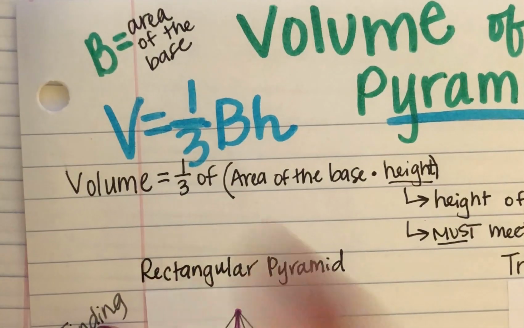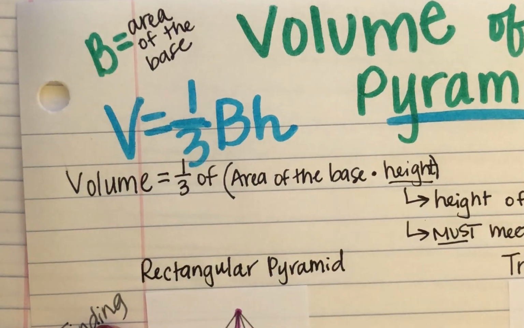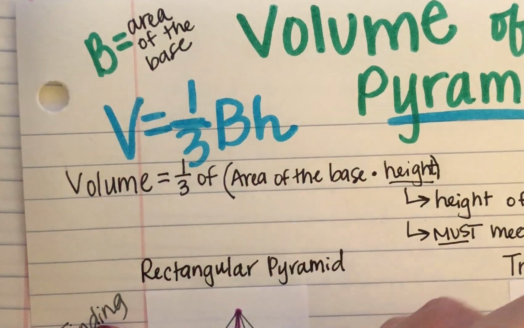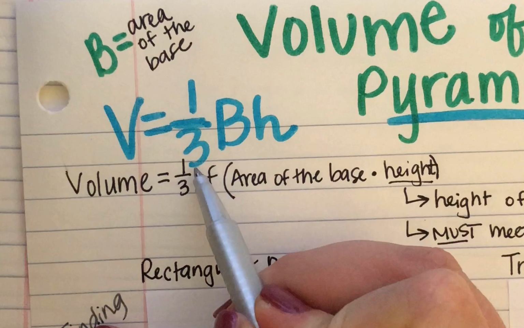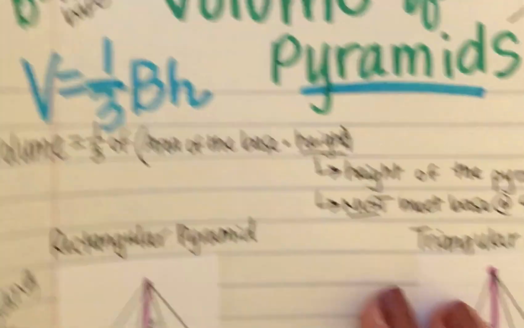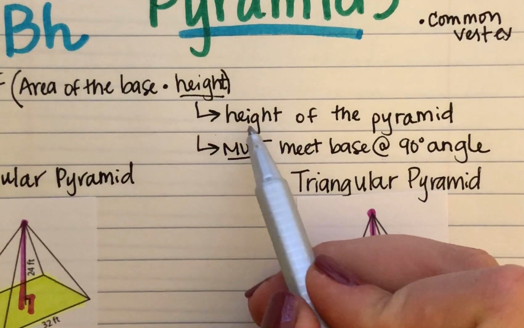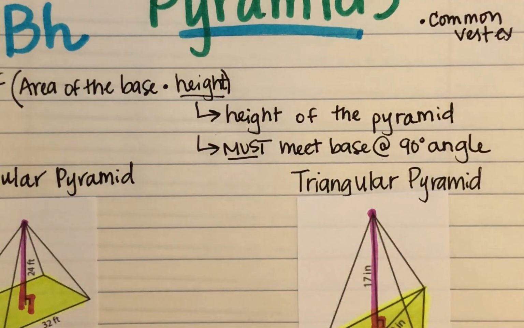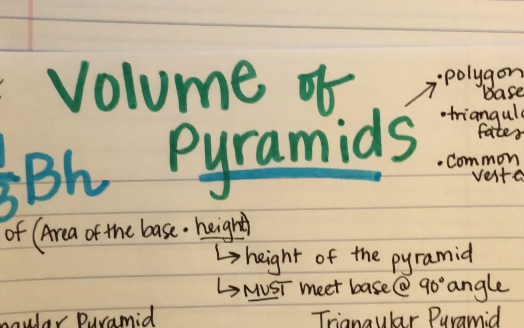Real quick to wrap up, let's just take a look back at our formula. Volume equals 1/3 capital B times H. You need 1/3 of the area of the base times the height. Make sure when you're finding your height, the height of the pyramid, it has to meet the base at a 90-degree angle. Good luck.